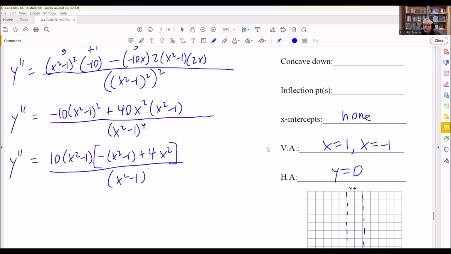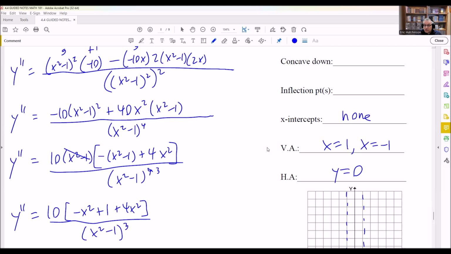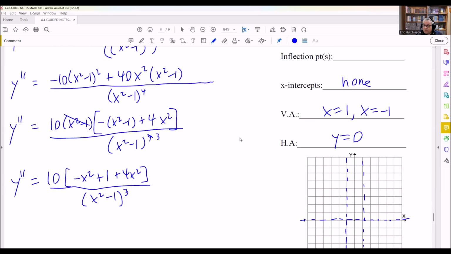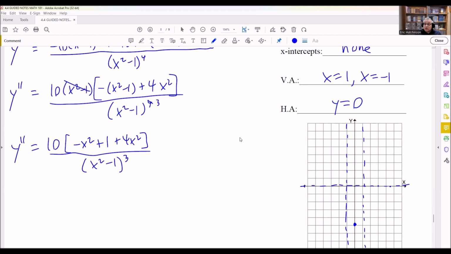x squared minus 1 to the fourth power. Next, we're going to cancel out this one, and that's going to become a 3. So I have 10. Okay, then let's combine this. We have negative x squared plus 1 plus 4x squared. Be careful with the signs on that. This is x squared minus 1 cubed. Okay, continuing with this, y double prime is equal to 10, and then inside here we have 3x squared plus 1.